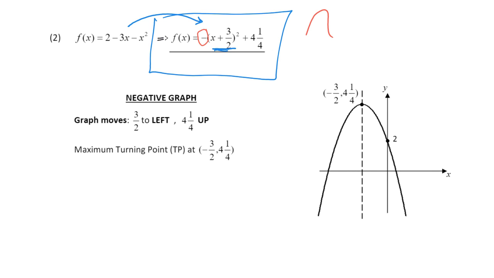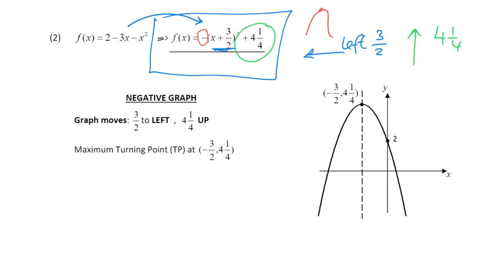The +3 inside the bracket tells us we're going to move left by 3/2. And the plus 4 1/4 tells us we're going to move up 4 1/4. And those are the key points. So the negative gives us our maximum turning point, or our sad face parabola. The plus 3/2 tells us we're actually going to move left because that's inside with the x. And the plus 4 1/4 means we're going to move up because it's not connected to the x.